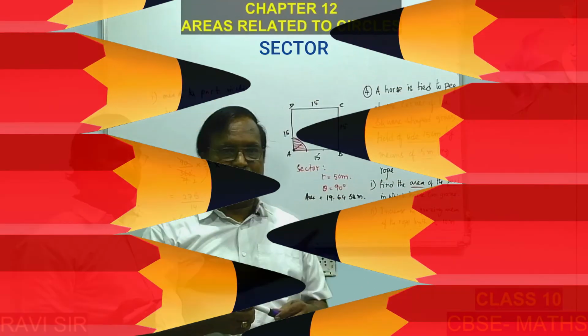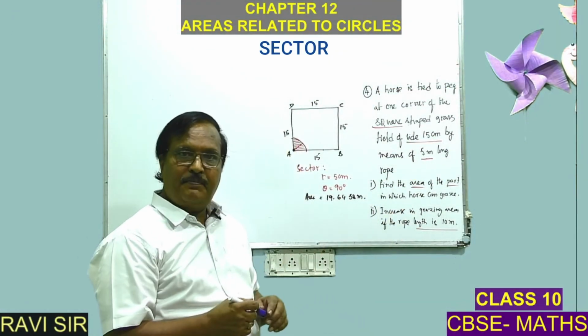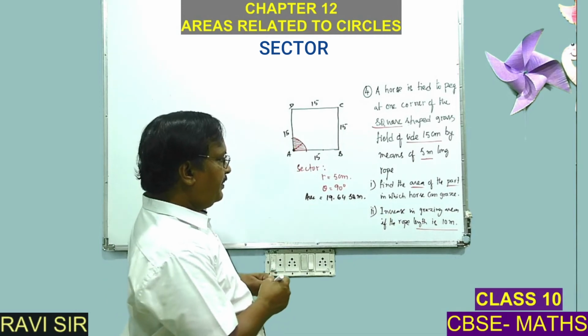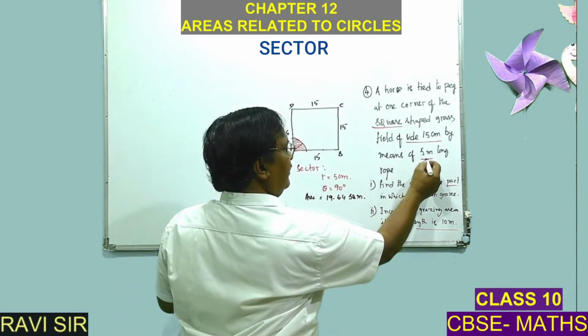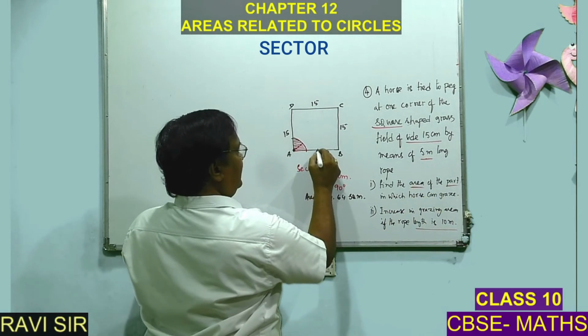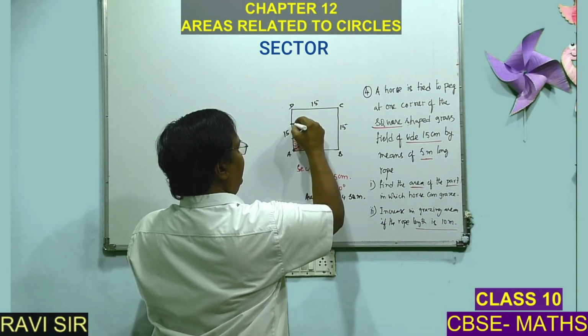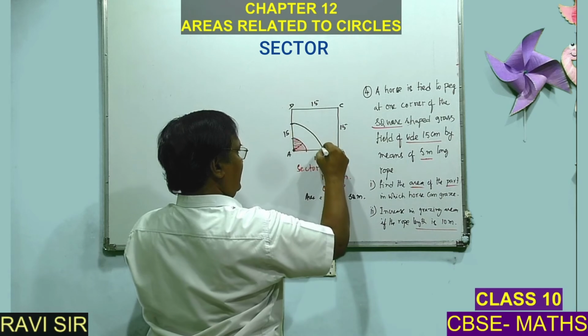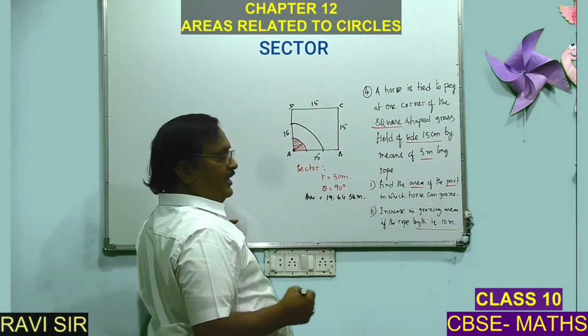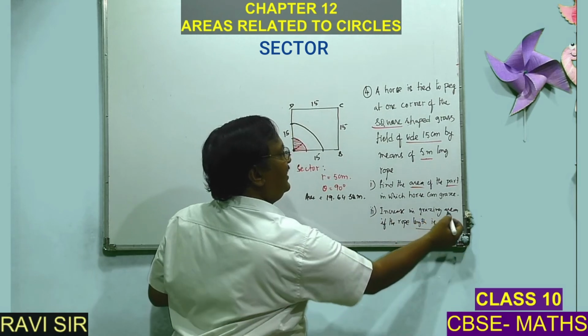Let us go to the second part also. In the second part, what happened? The rope is increased from 5 meters to 10 meters. So that means till here, and then till here. So the sector comes like this. Then find how much is the increase in the grazing area.